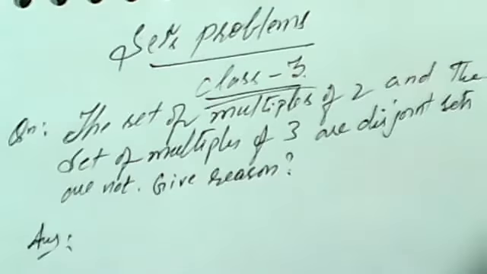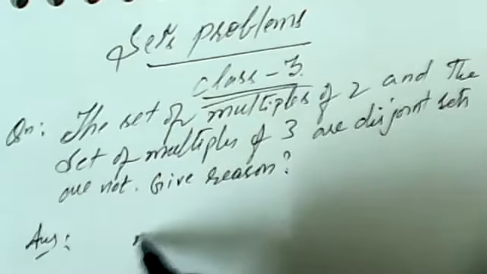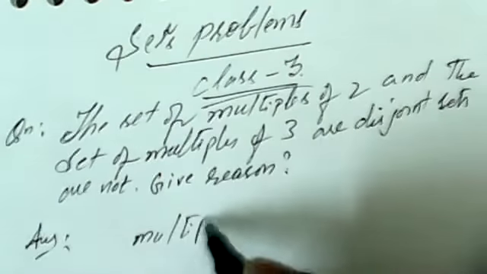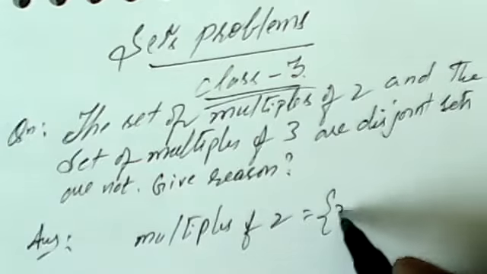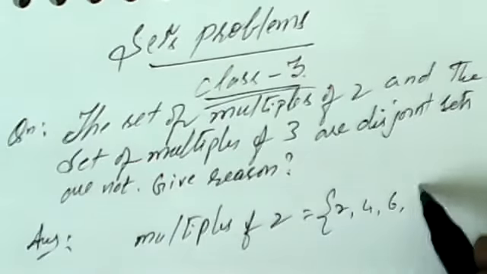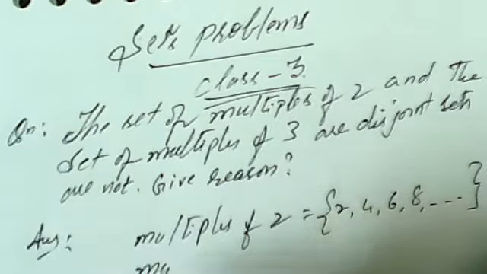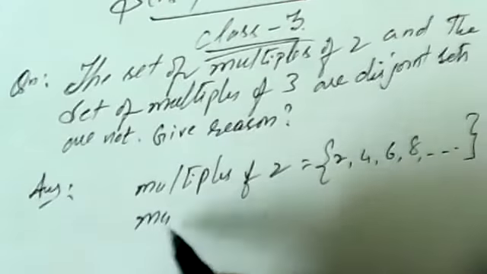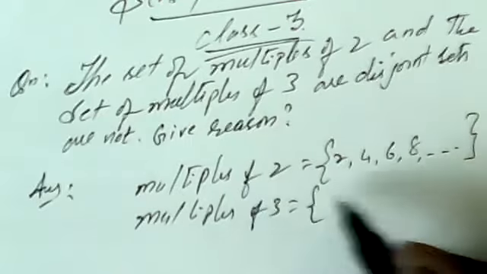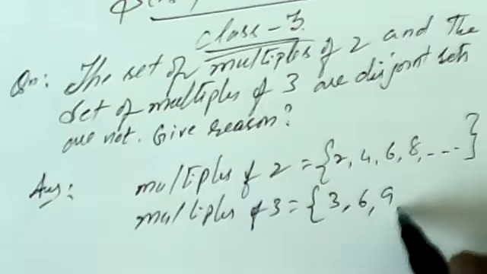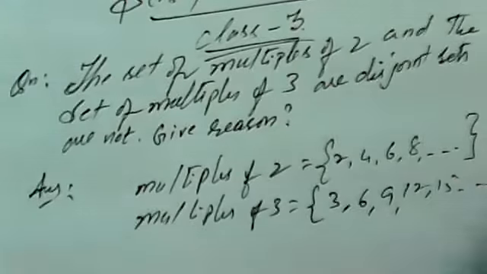So, we know the multiples of 2. What are the multiples of 2? Multiples of 2 are 2, 4, 6, 8 and so on. Multiples of 3 are 3, 6, 9, 12, 15 and so on.